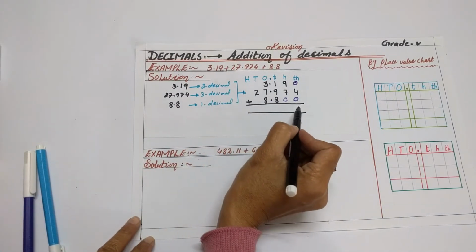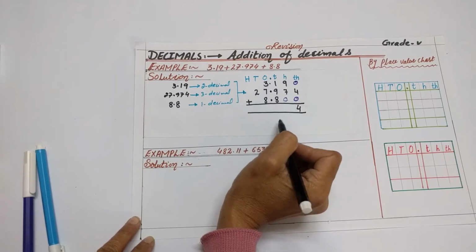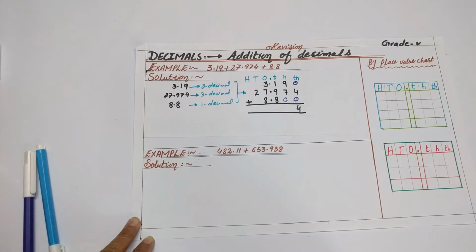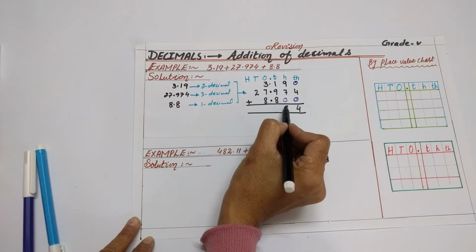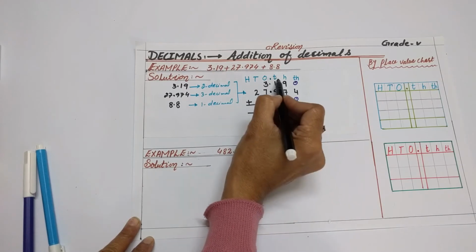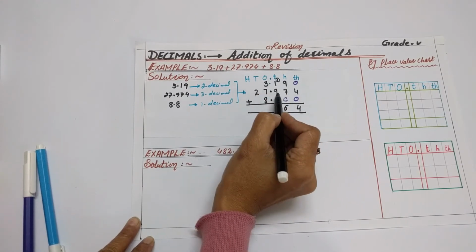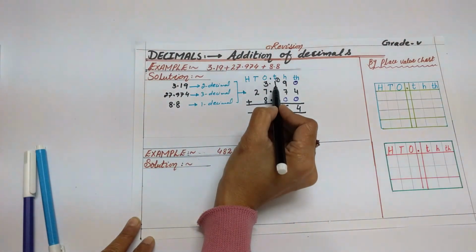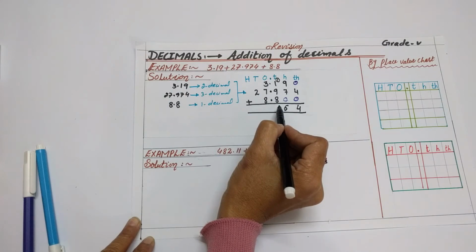4 plus 0 is 4. 9 plus 7 is equal to 16. So we will put 6, and 1 will be the carry. 9 plus 1 is 10, 10 plus 8 is 18, 18 plus 1 is 19.